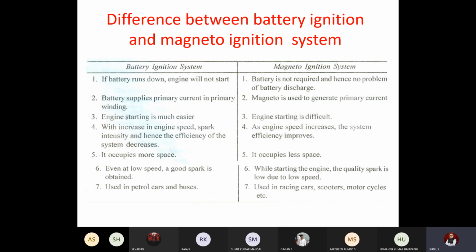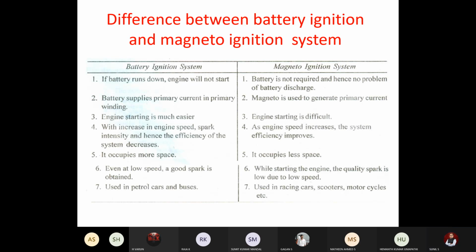Okay. So next, the fourth point: as the engine speed goes up, the efficiency of the battery ignition system decreases. Okay, but as the speed goes up in the magneto ignition system, the efficiency increases. The speed of rotation of the magnet increases, in turn a proper voltage will be generated so that the efficiency of the entire system will be better.